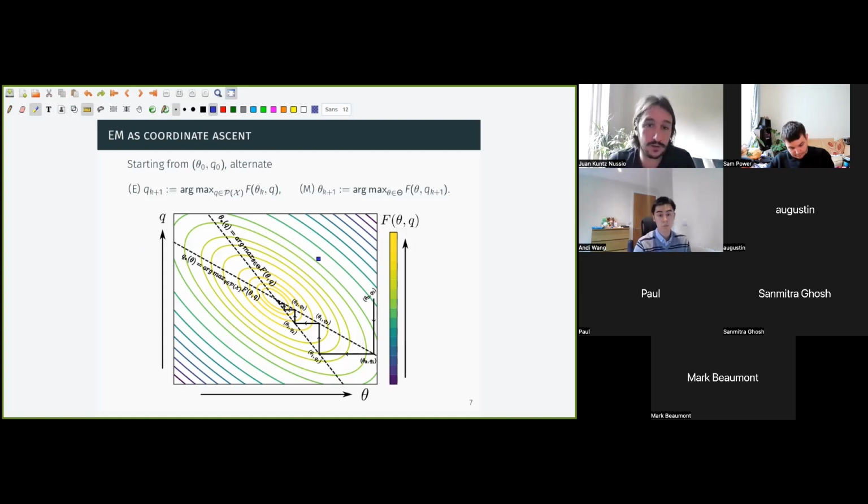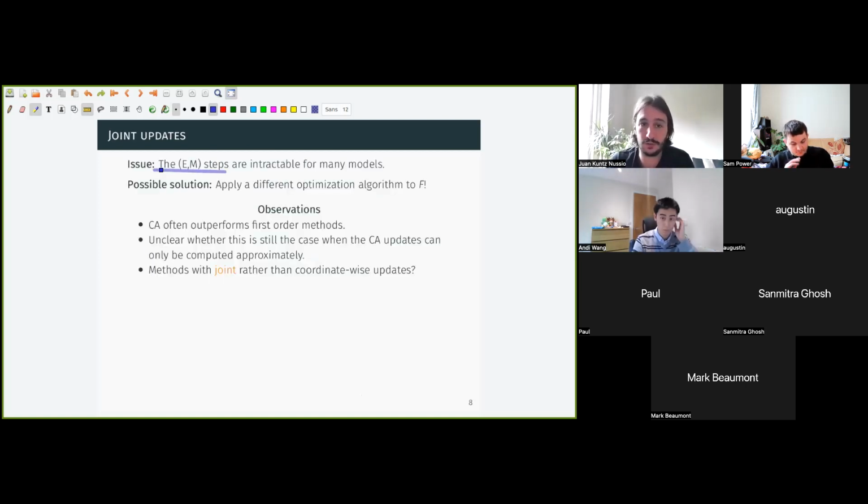So this is all well and good, but it doesn't really do much to solve the problem I said before about the E and M steps being intractable for many models, right? And this is exactly the same issue that coordinate ascent has. It's why it's a bit more niche of a method than gradient ascent or Newton's or whatever. You often can't do the coordinate maximizations exactly for most objectives out there.